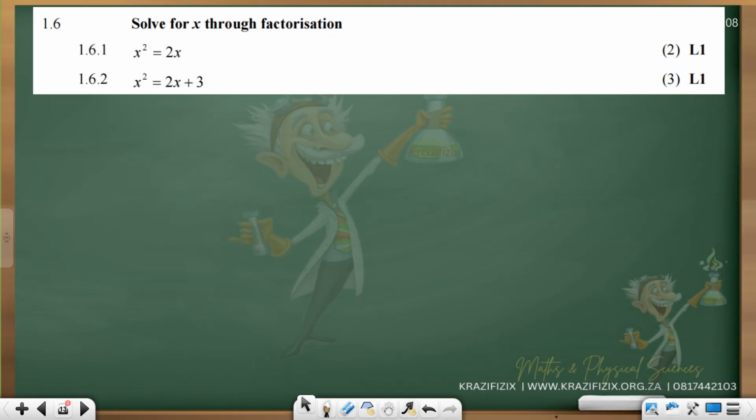So we have the first one. Now, these are all equations. And because they are equations, it means we need to do them considering the left-hand side and the right-hand side.